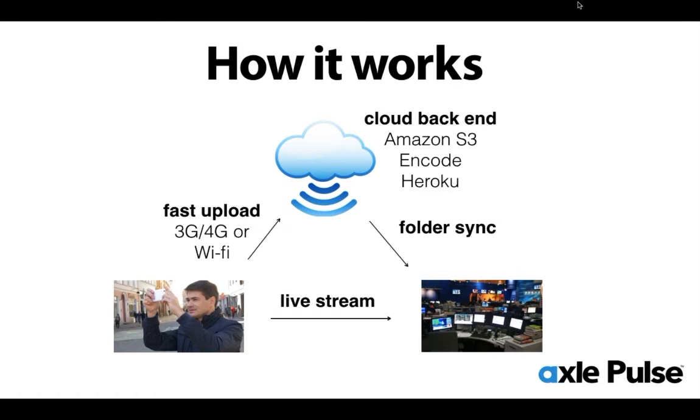So how does it work? Axle Pulse takes advantage of all the cloud developments of the last few years, and we employ very standard but extremely robust back-end technologies like Amazon S3 for the storage, encoder.com for the encoding, Heroku for the database hosting. The net of this is that as you push your material up, it has an accelerated upload into S3. All of the footage that Patrice was showing you earlier is basically cached in S3 and then synced back down to your on-premise deployment of Axle.